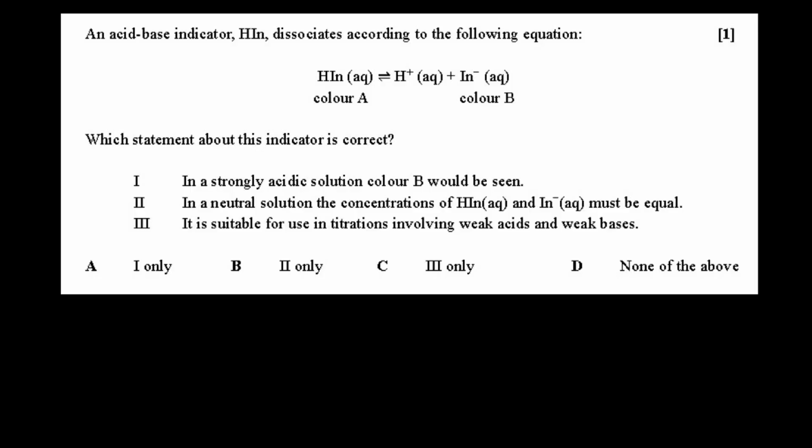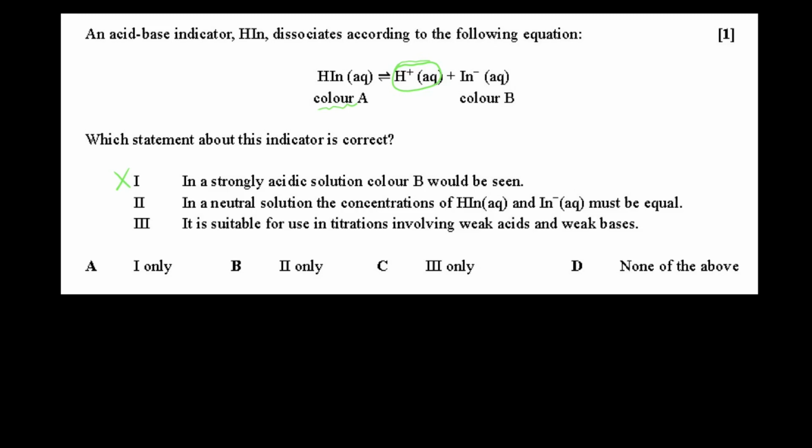Okay, so the question is, an acid base indicator HIn dissociates according to the following equation. Which statement about this indicator is correct? In a strongly acidic solution, color B would be seen. So if there is a strongly acidic solution, it means we have high concentration of H plus ion. So when we have high concentration of H plus ion, this equilibrium will shift towards left. So we will see color A. So option 1 is wrong.